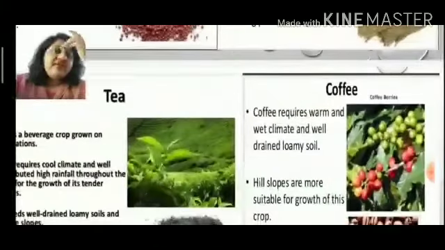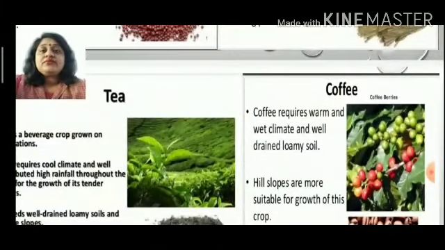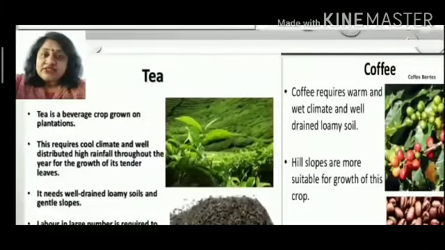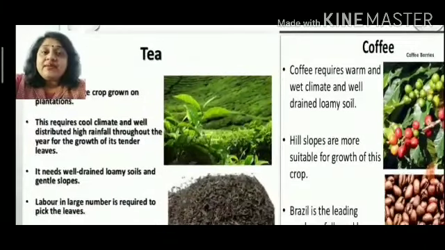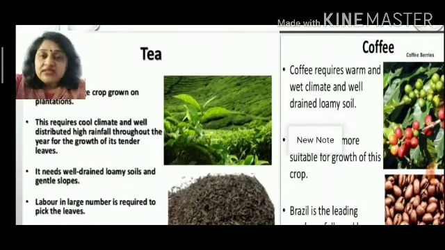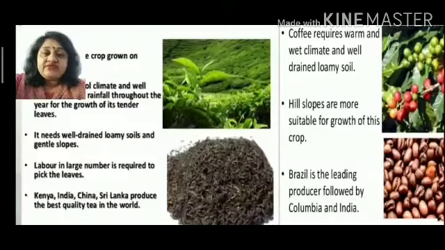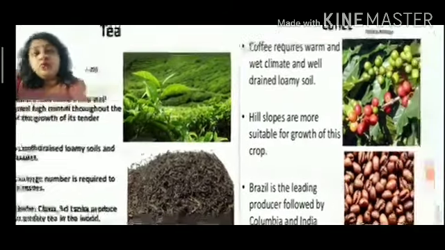Now here we are having some beverage crops. Tea, we all used to drink. Okay, tea is a beverage crop, grows on plantations. This requires cool climate and well distributed high rainfall throughout the year for the growth of its tender leaves. It needs well-drained loamy soils and gentle slopes. Labor in large number is required to pick the leaves. Kenya, India, China, Sri Lanka produce the best quality tea in the world.